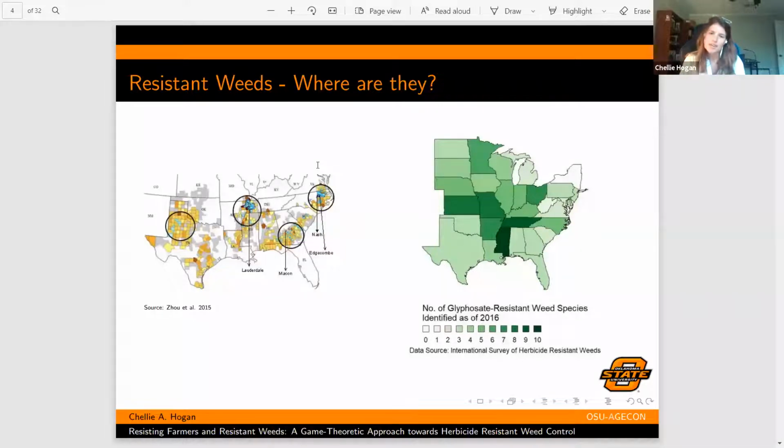And then on your right-hand side, I've pulled from the International Survey of Herbicide-Resistant Weeds. This map is of the Eastern US, and it shows the number of glyphosate-resistant weed species identified. This is as of 2016. So again, right away, Mississippi's not doing too well. Tennessee's not doing too well. Missouri, Kansas, Arkansas, they're all having a lot of issues, but it's not just localized to the Southeast. It has spread up through the Eastern US.